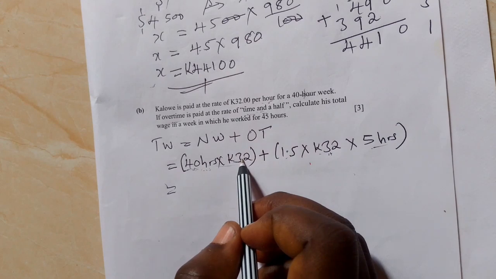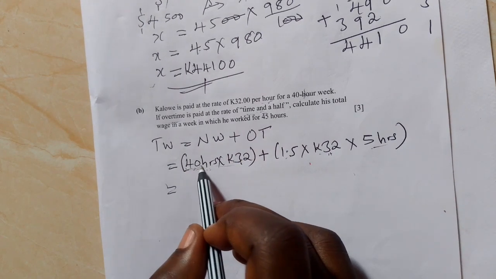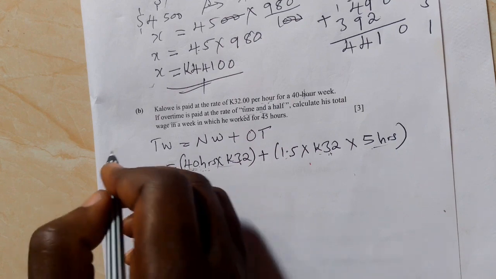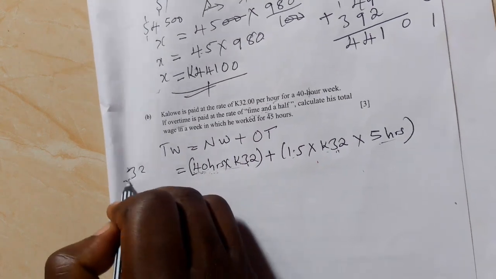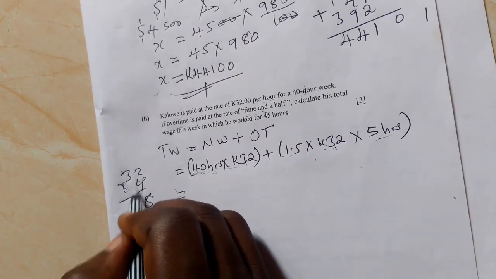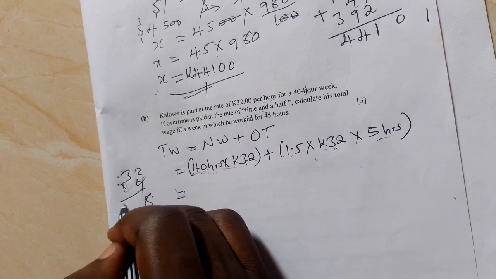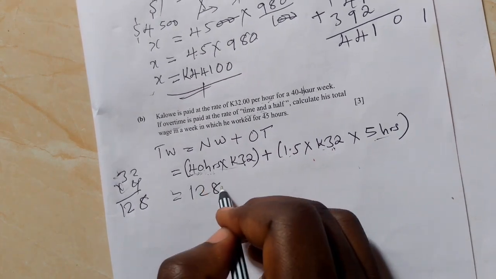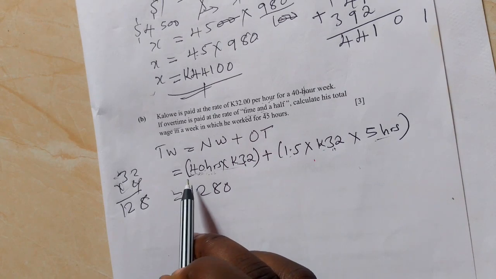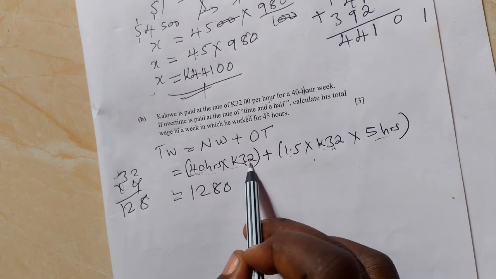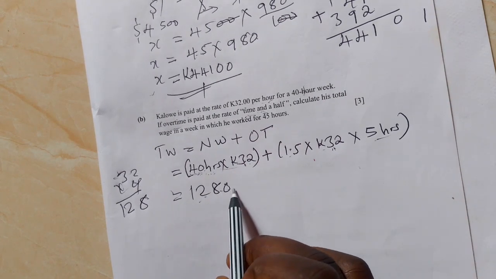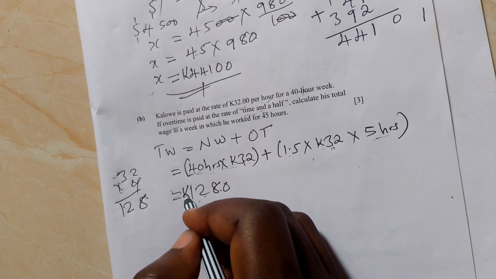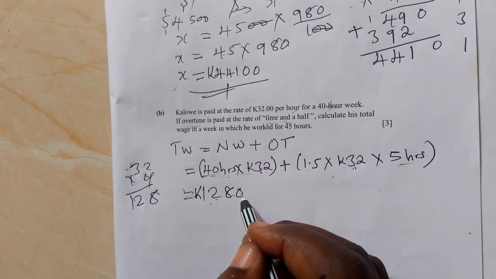So you're going to say 32 times 4. You're going to ignore the 0 first. 32 times 4, that is 8, and this is 12. So 128, then you get 0 here. In short, when you say 40 times 32, the answer is 1280. Remember it's supposed to be in kwacha.